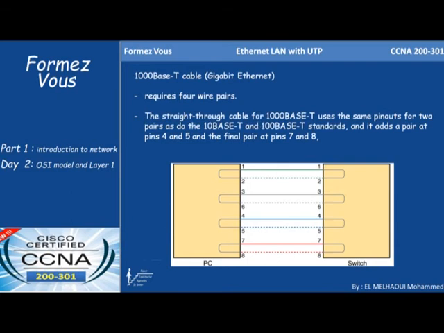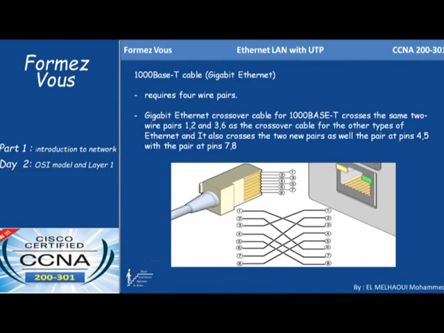It uses the same pinouts for 2 pairs as do the 10BASE-T and 100BASE-T standards, and it adds a pair at pins 4 and 5 and the final pair at pins 7 and 8, as shown in this picture. Whereas, the Gigabit Ethernet crossover cable crosses the same 2 wire pairs, 1,2 and 3,6, as the crossover cable for the other types of Ethernet, and it also crosses the 2 new pairs, the pair at pins 4, 5 with the pair at pins 7, 8.